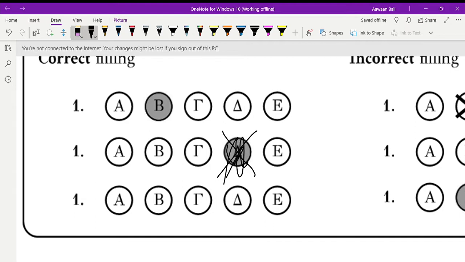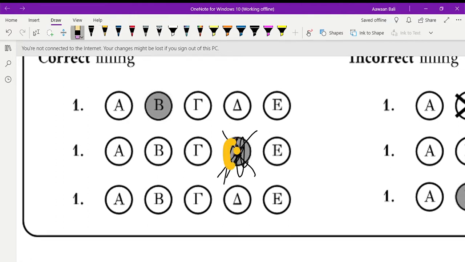Oh wow, what is happening? Okay. Oh yeah, 1 minute.